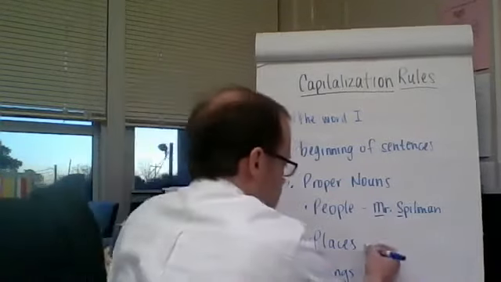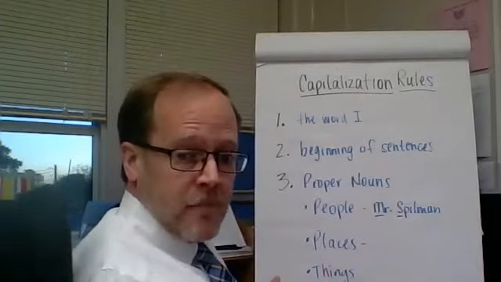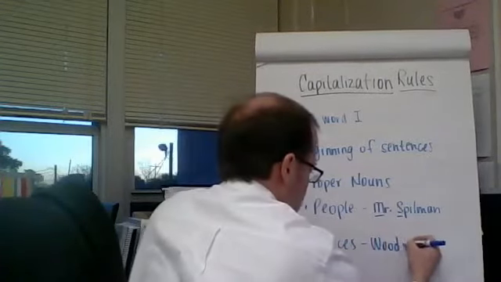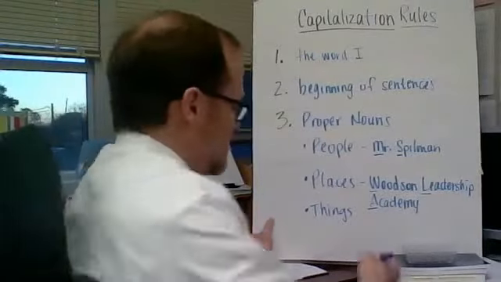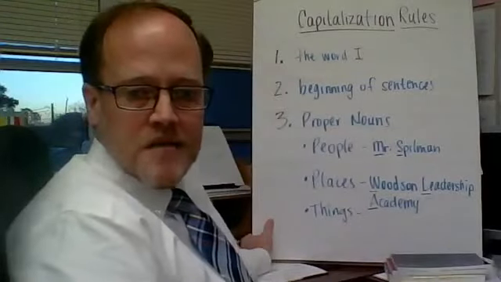Okay? Places, well, let's use our school for instance. Woodson Leadership Academy, all three words are capitalized. The W in Woodson, the L in Leadership, and the A in Academy. All three words are capitalized. I'm going to lower this just a little bit so you can see the bottom. And then the last thing is our things that are capitalized. So what are things that we would capitalize? Well, they cover a lot.